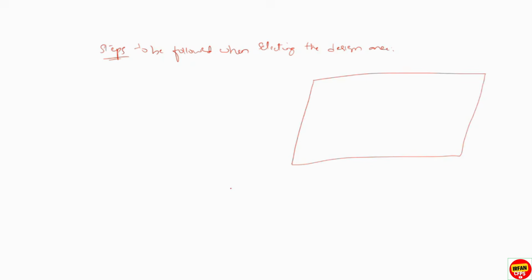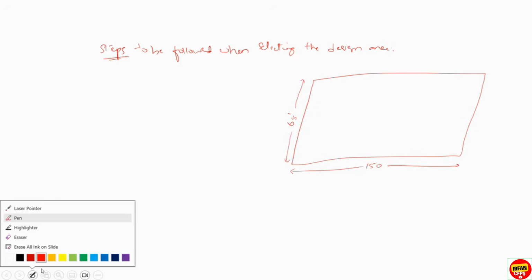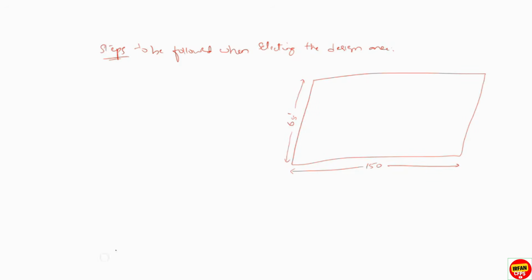This is the floor. Okay, and the length of the floor or the room is 150 feet, and the width of the room or the floor is 65 feet. Okay, so just don't miss any point here, most important concept.